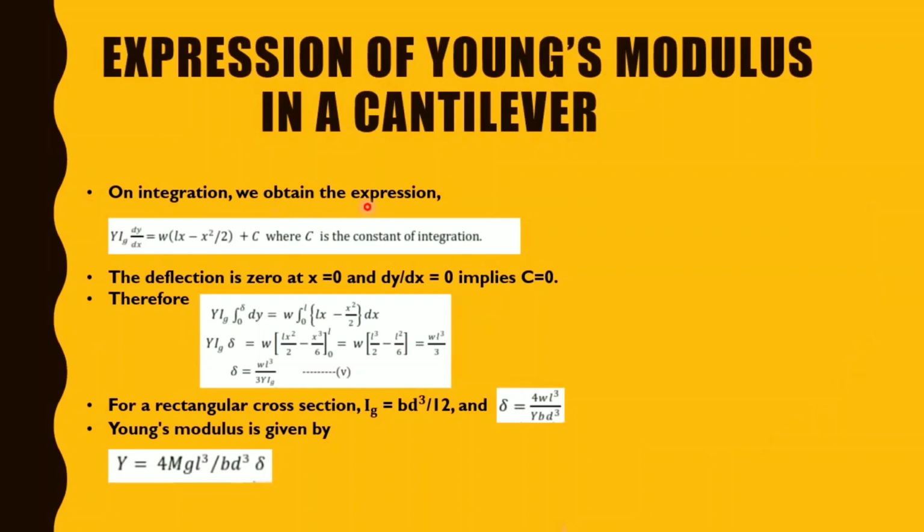So on integration we obtain YIg dy by dx equal to w bracket Lx minus x square by 2 plus c, where c is the constant of integration. So you all know how to do integration, so you can simply do that simple integration and you will get this required answer. Now we know that the deflection is 0 at x equal to 0 and dy by dx is equal to 0, which implies that c is equal to 0.